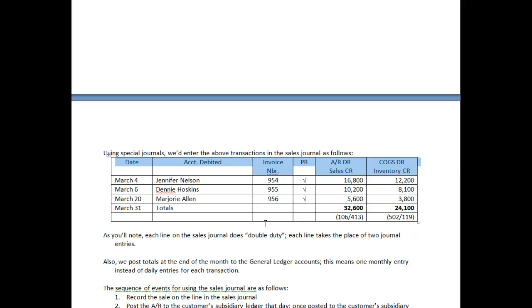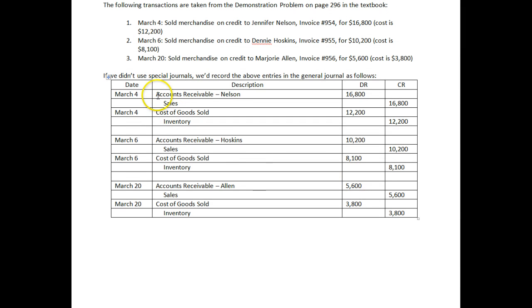A lot of times we're entering the same amount into 2 separate accounts, and so on the special journal we can have this do double duty. Okay, so for example, let's look on March 4th, Jennifer Nelson. We've got the invoice number here, and anything listed in this column is going to be debited to AR and credited to sales. Okay, that's that double duty. So this one entry of 16,800 is taking the place of this whole entry up here.